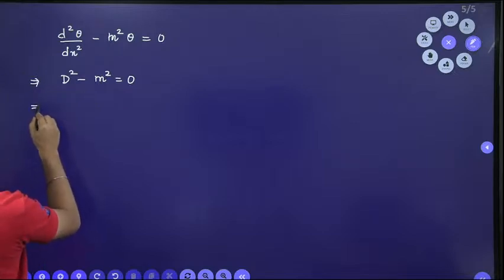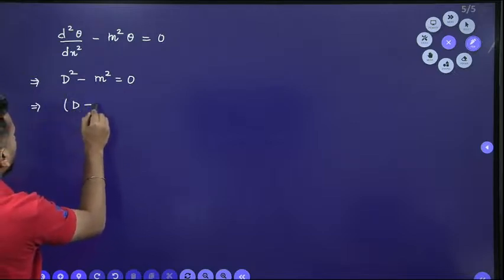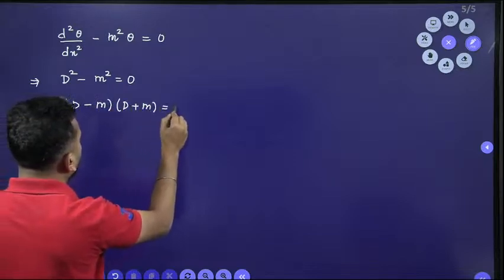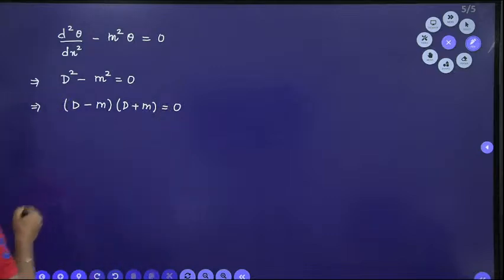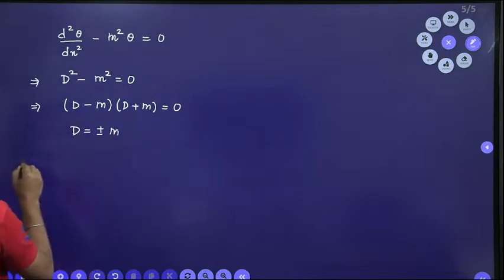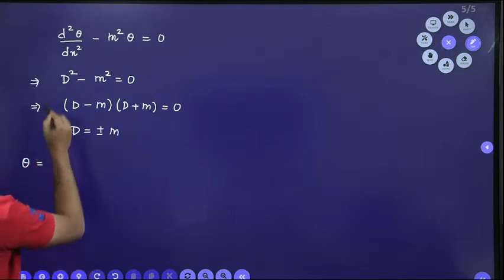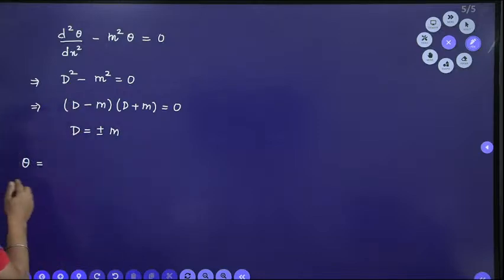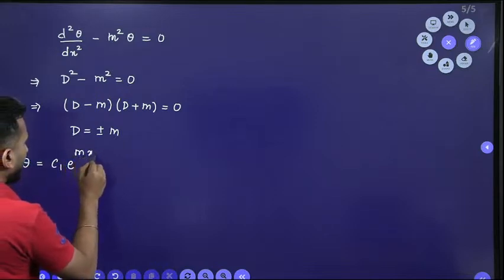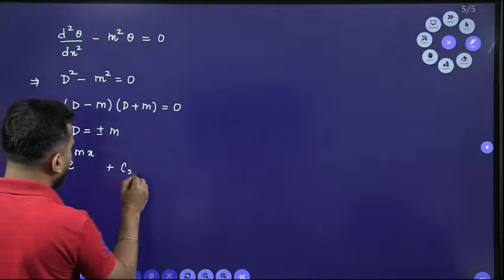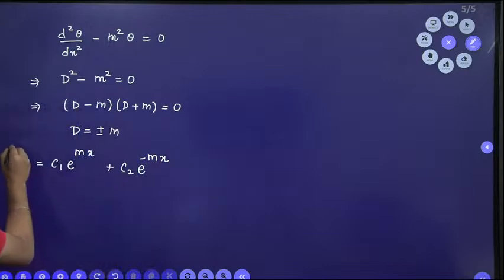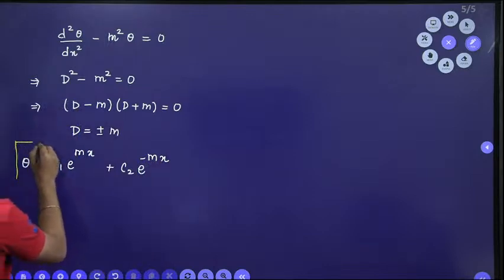So first of all, let me tell you what the roots are. Roots will be plus and minus m. So theta will be, you are solving for theta, C1 e to the power m x plus C2 e to the power minus m x.